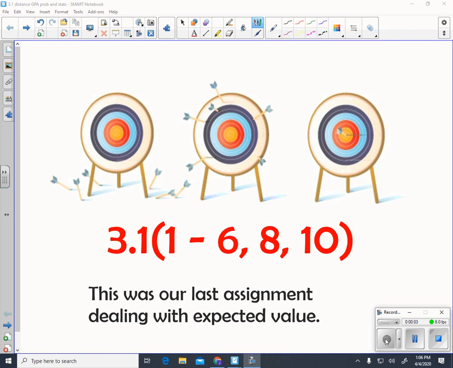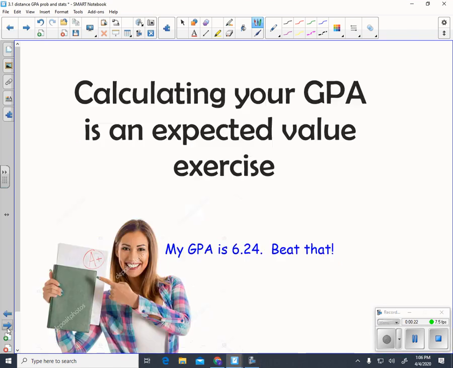Okay, I'm going to add a lesson here that actually isn't in the online text. It deals with expected value yet, just like your prior assignment did, where you worked on 1 through 6 and 8 and 10. So we're going to keep working with expected value, but in a little bit different flavor. And I always think that no student should ever graduate from the high school here unless they know how to calculate their grade point average.